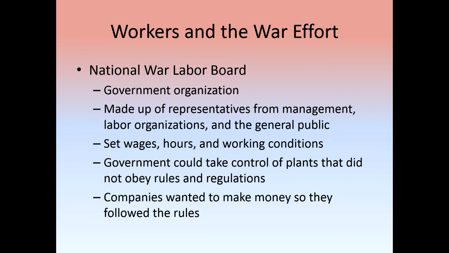The National War Labor Board was a government organization made up of representatives from management, labor organizations, and the general public. They set wages, hours, and working conditions. The government could take control of plants or factories that did not obey the rules and regulations of the National War Labor Board. So if companies wanted to make money, they would follow the rules, and that's what most of them did.